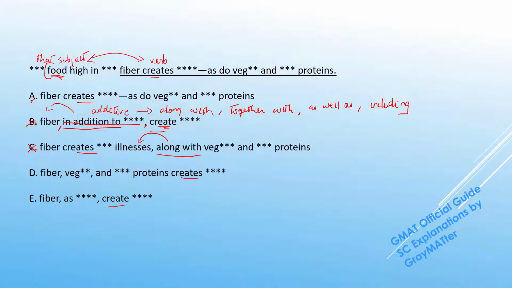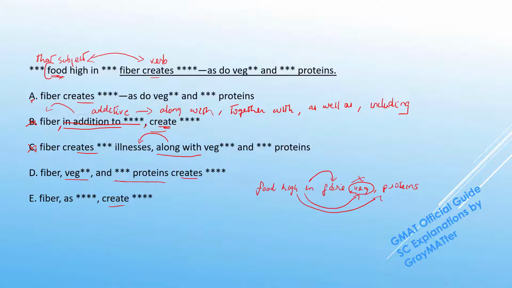Now in D, we do have proper subject-verb agreement, food and creates, but do notice that we have vegetables and proteins. So this actually becomes a compound subject, because even if you argue that, well, it's a prepositional phrase saying food high in fiber, vegetables and proteins, there is a big problem in this logic, because then it would become food high in fiber, food high in vegetables. Food high in proteins makes sense, but food high in vegetables does not make sense at all.